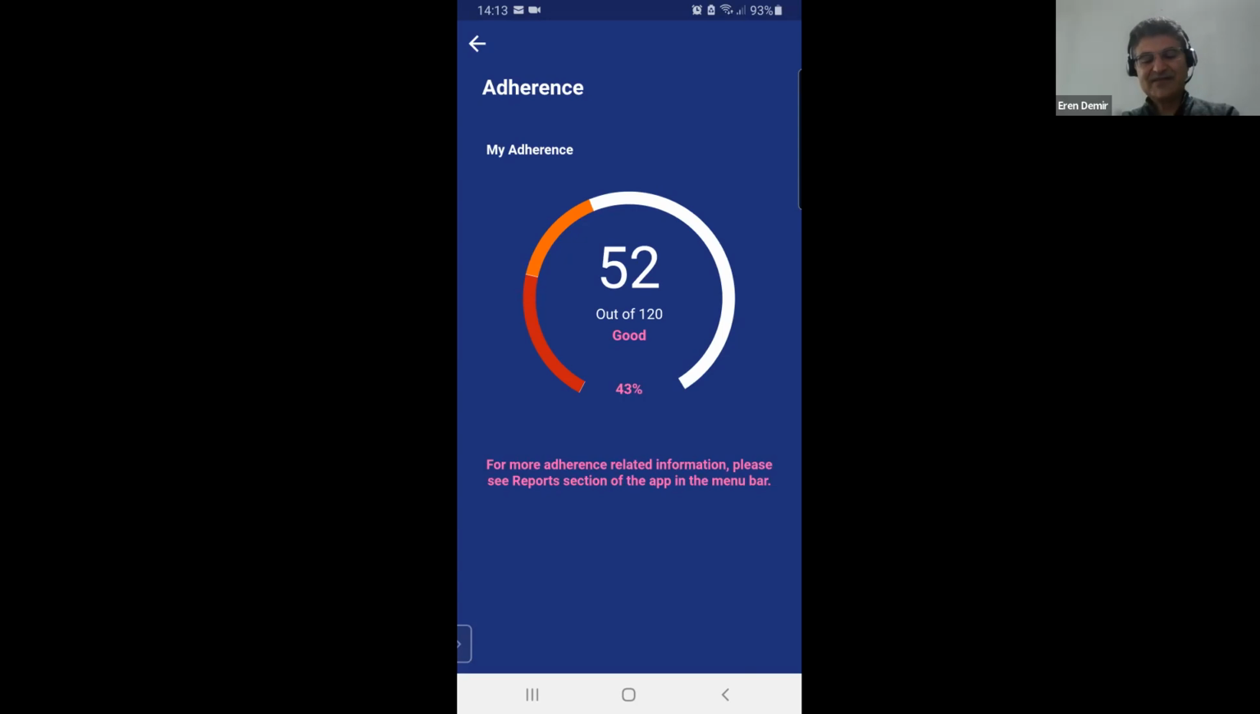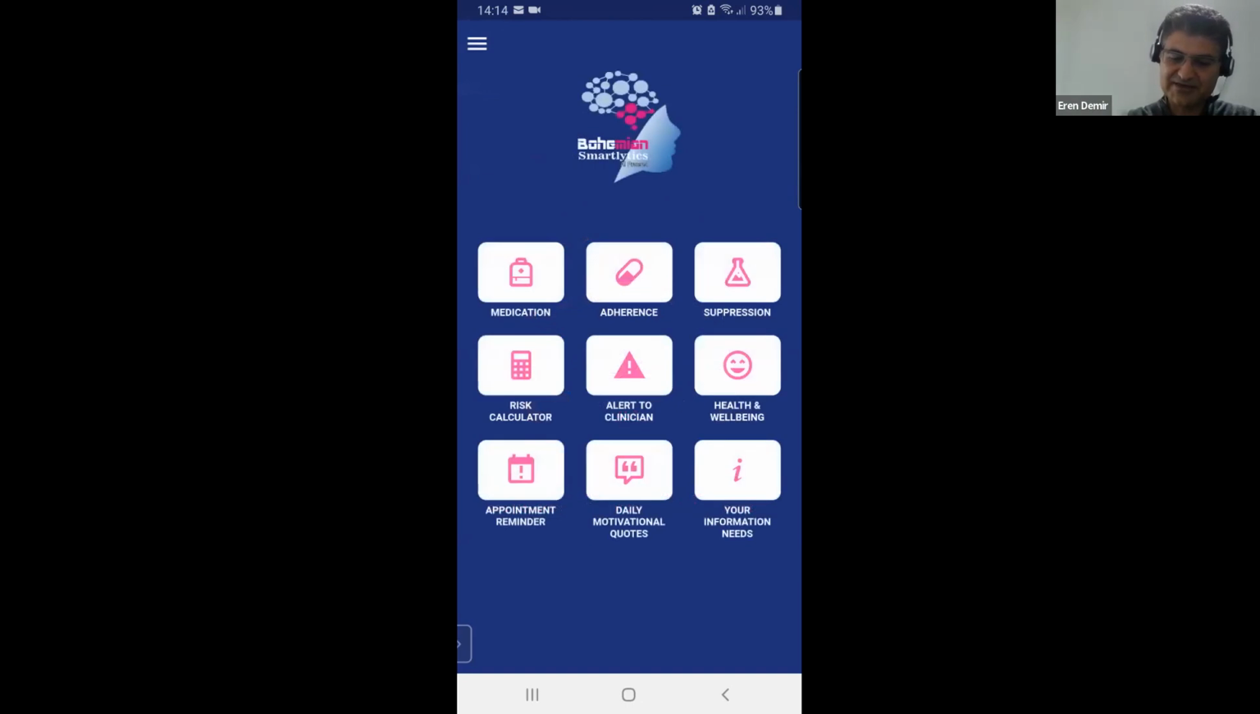Okay, right. So we're now into the self-reported adherence section. Based on the information that we've just collected, this particular patient is only 52 out of 120. This shouldn't be good. In fact, it's poor adherence. This patient is not adherent to their medication. We're going to have a look at the reasons why. This is just high-level information here. The details are in the reporting section.